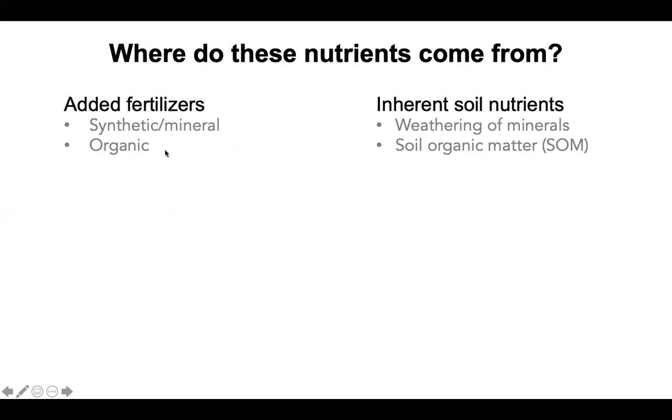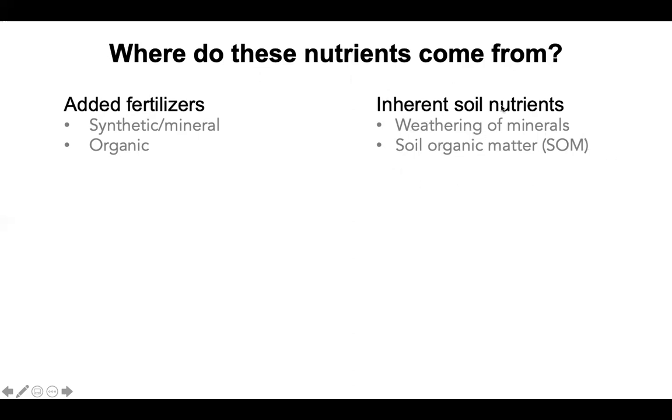So those are your things like compost, manure, etc. So organic meaning that it's bound up to some sort of carbon molecule. But there are also inherent soil nutrients. So going back to our first lecture, we have the weathering of these soil minerals, right? And that weathering makes it so that some of these nutrients can become available. Things like, say, potassium or iron, or any of those micronutrients especially come from inherent soil nutrients.